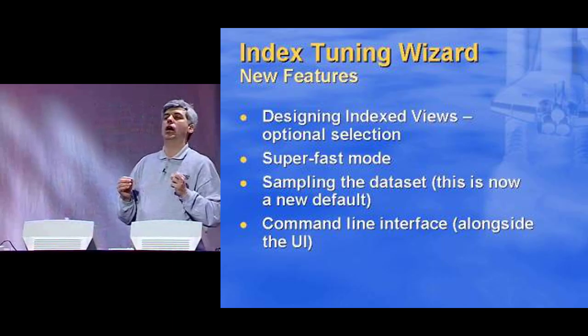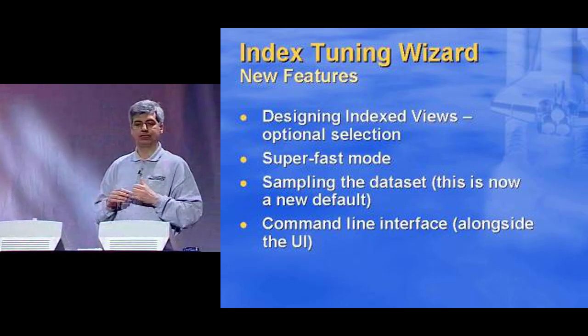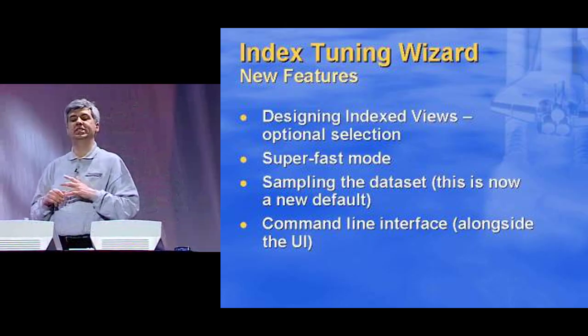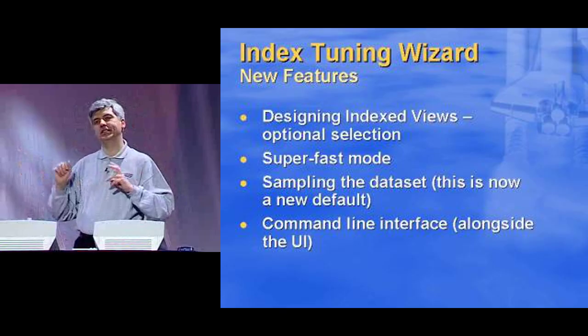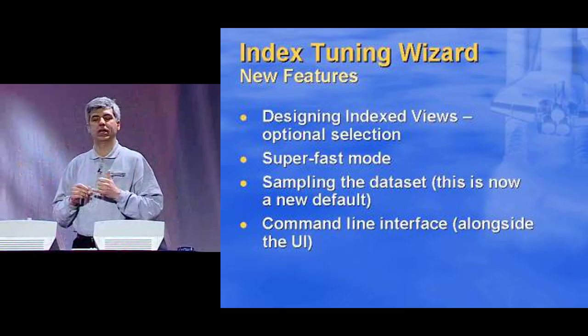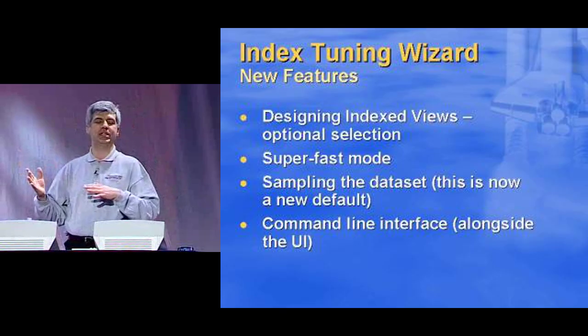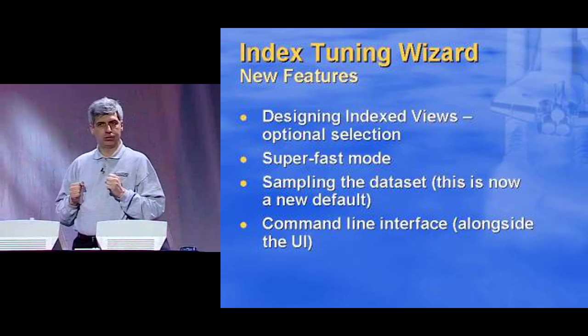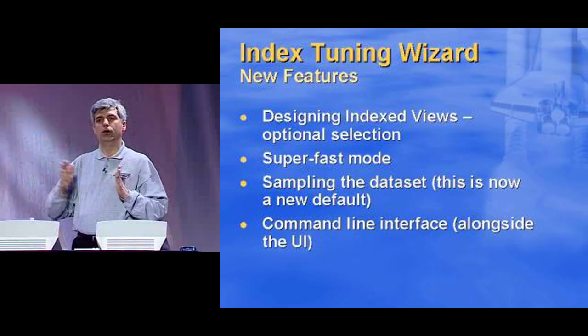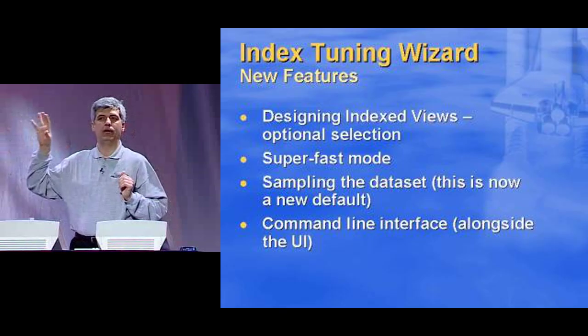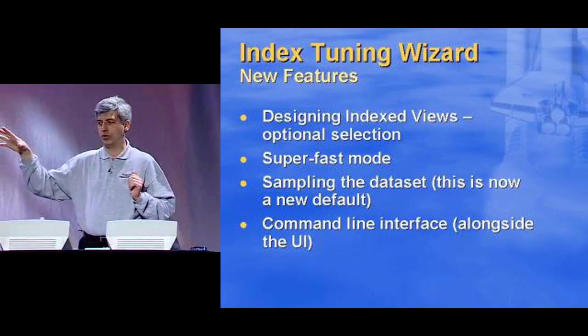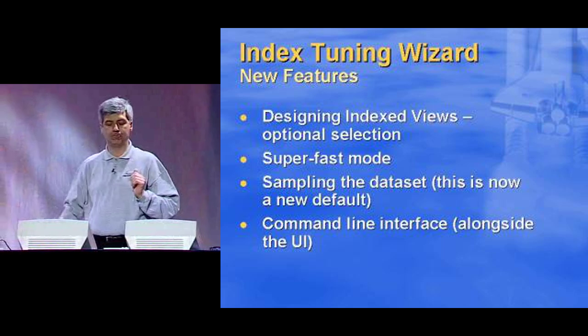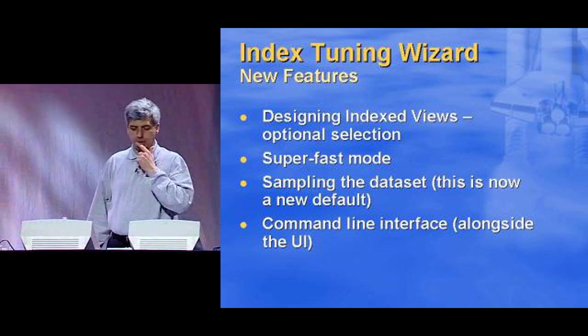Also, we are introducing sampling of the set of the queries. So you can sample the set of the queries. You can tell the index tuning wizard, I want 10% or 20% or 5%. What index tuning wizard will do, will go through all the queries, look at the cost of each of them, and will pick 5 or 10% of the worst ones, and it will do that.